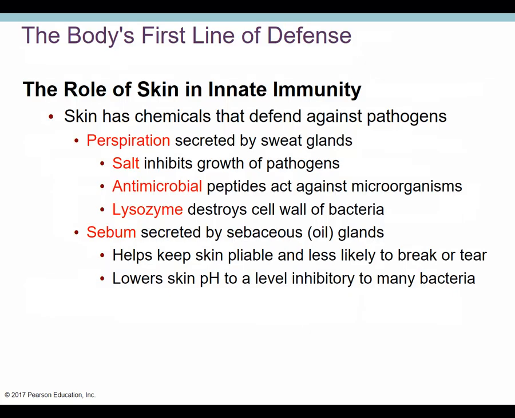So the skin has secretions that help to prevent pathogens from being able to get past it. So perspiration contains salt, and we know that some organisms cannot grow in the presence of salt. There are antimicrobial peptides, which act as a type of antibacterial or antimicrobial chemical. And then you have lysozyme, which we've mentioned before, which destroys the cell wall of bacteria. And those things are all secreted in the sweat by the sweat glands.